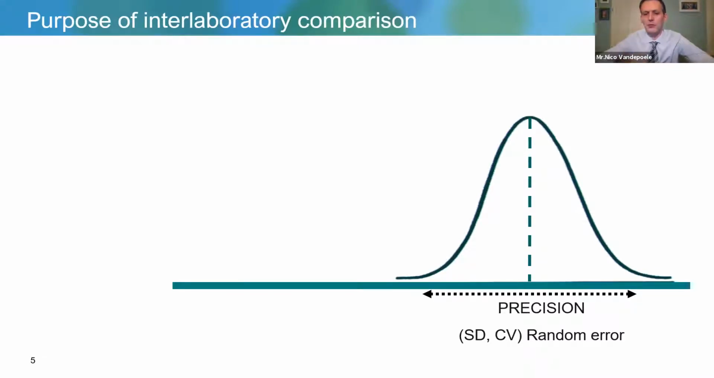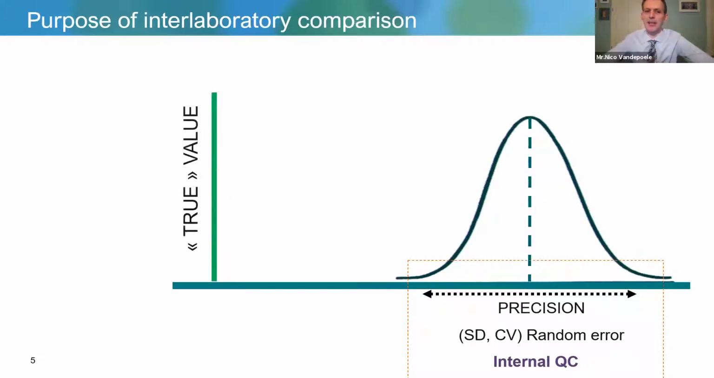In the middle of the normal distribution is our mean. And the size of this distribution is our precision, or standard deviation, or CV, the expression of random error. Nothing is really wrong with the system, but little fluctuations in temperature, the volume that we aspirate, and reagent consistency all give us slightly different results. And this is what we monitor with our internal QC, our daily QC: we measure the precision.